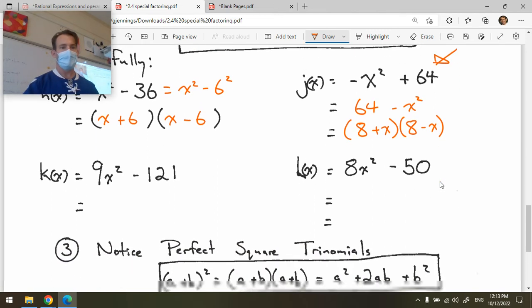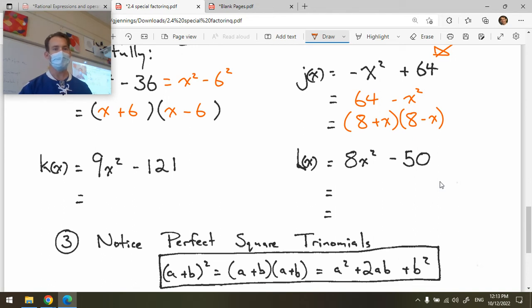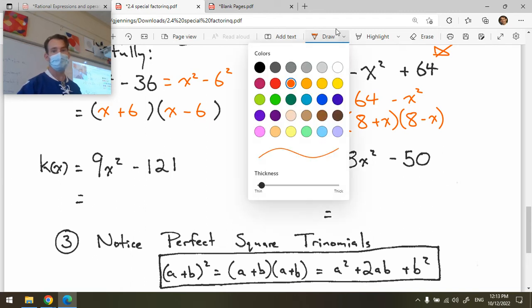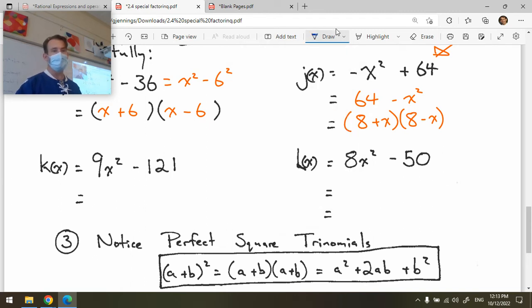Let's keep going. How about this one? 9x squared minus 121. Is that a difference of squares? Well, is 121 a square? It's bigger than 100, so test number is bigger than 10. Yes. What is it squared? 11 squared is 121. Yeah.